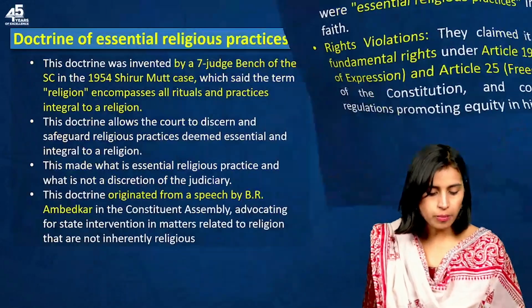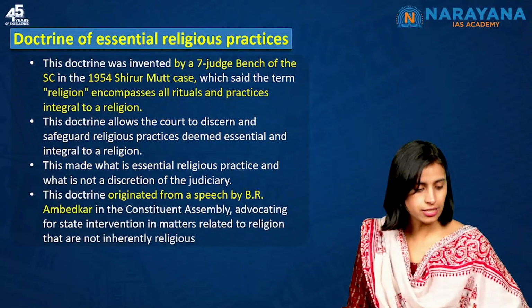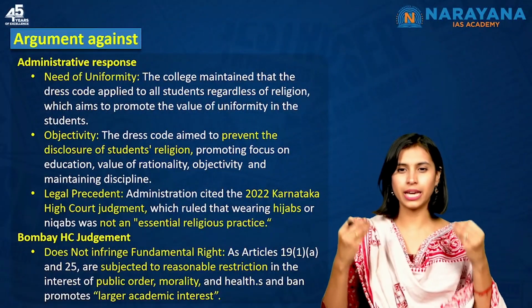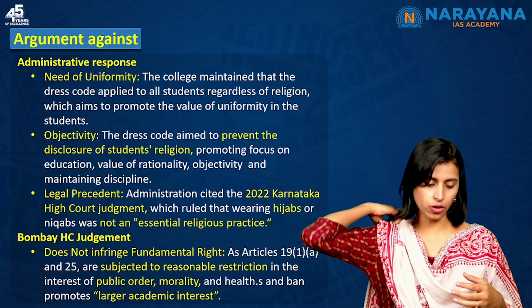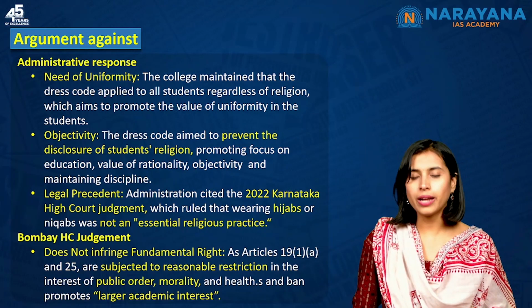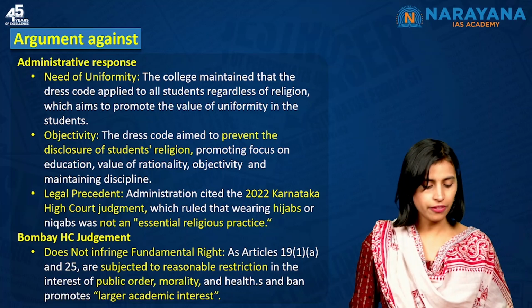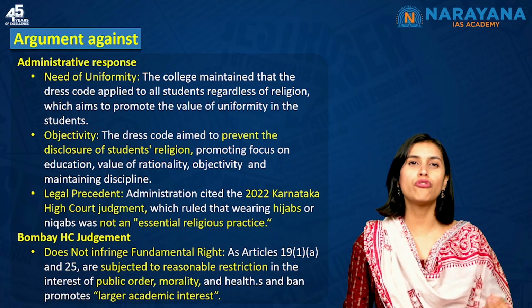Now, what is the argument given against, by those who do not favor the hijab and other religious identifiers in college institutions? Number one, the first argument comes from the administration or the institute itself, which says that there is a need for uniformity in school.